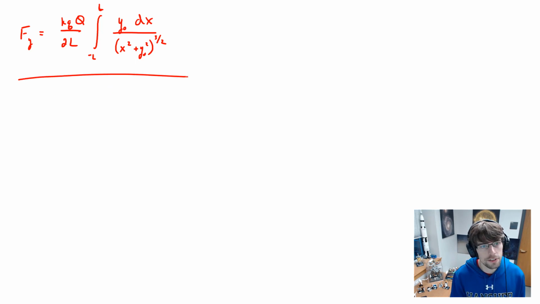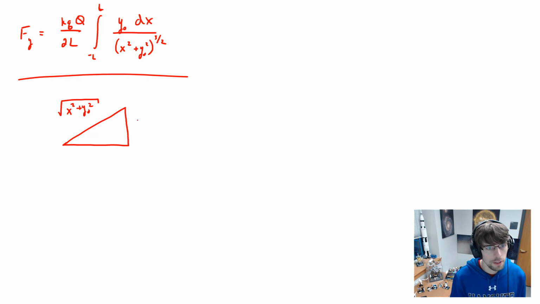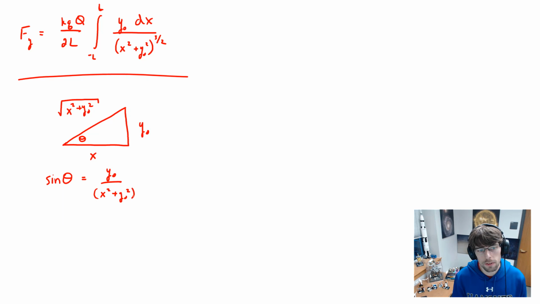So let's go ahead. Let's set up a trig sub. We will call the hypotenuse x squared plus y naught squared, square rooted, right? That kind of naturally looks like the Pythagorean theorem, because it is. We'll say this side is y naught, and we'll say this is x. And we'll call this angle theta. Okay. And so right away we see that sine of theta is equal to y naught over x squared plus y naught squared, square rooted.